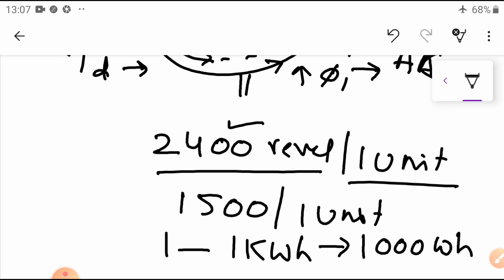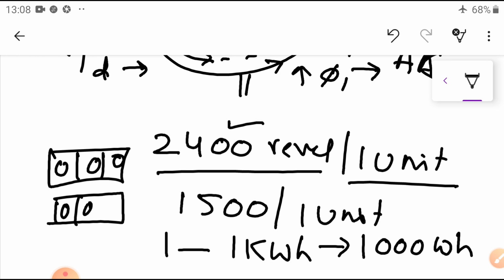That means if the disc rotates 2400 revolutions, then the digits will change from 0 0 0 to 0 0 1. Another 2400 revolutions, and it goes to 2. Another 2400 revolutions, it goes to 3. So this is the mechanism that takes place inside the energy meter. Now, what are the possible errors that may occur in our energy meter?